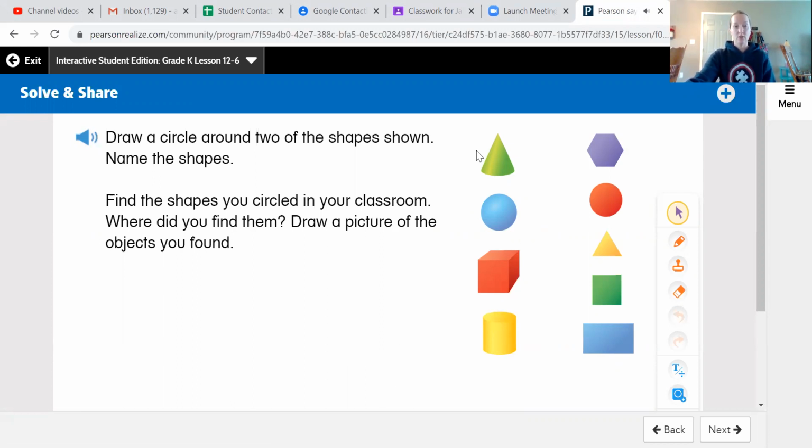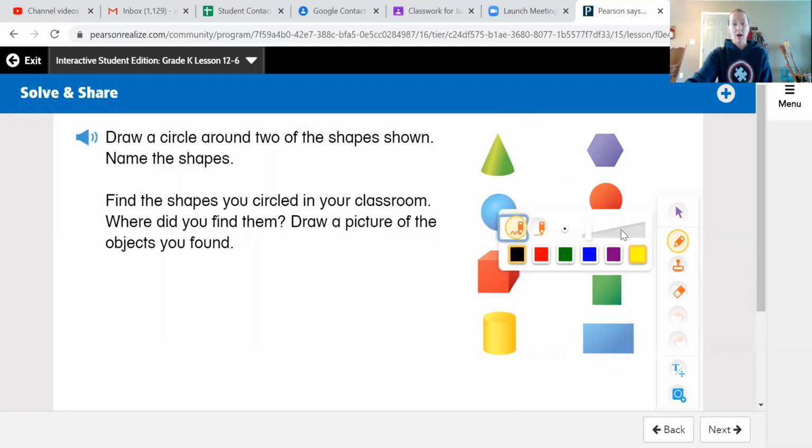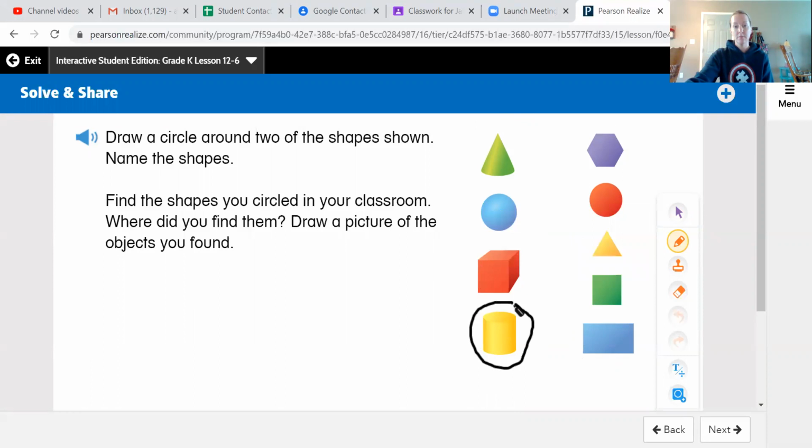Okay, it says draw a circle around two of the shapes. You're going to pick one shape in this column and one shape in this column. Circle it and then go find an object that looks like that from your house, anywhere in your house. So here's what I have chosen. I am going to draw a circle around this cylinder. And I'm going to draw a circle around this square. Now I have to find something in my home that looks like a cylinder and a square.